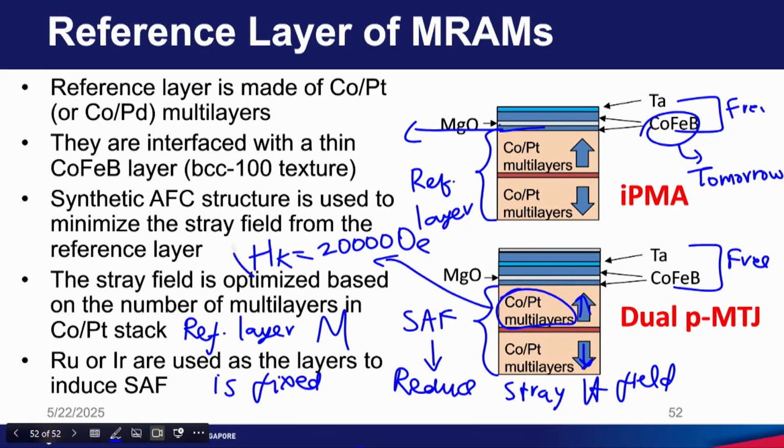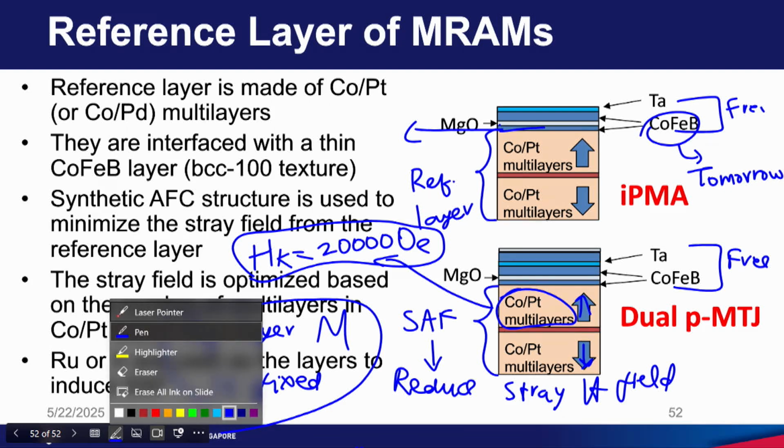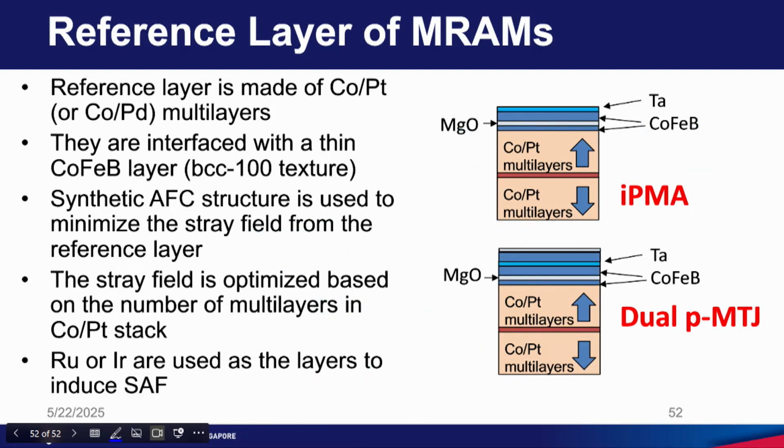Fixed because of the high anisotropy. These materials have very large anisotropy, we don't need to switch them during the reading or writing operation. So they are always fixed. That's why we use cobalt platinum multilayers. So this is how the reference layer will look like. And to induce this synthetic antiferromagnetism, people use either ruthenium or iridium.